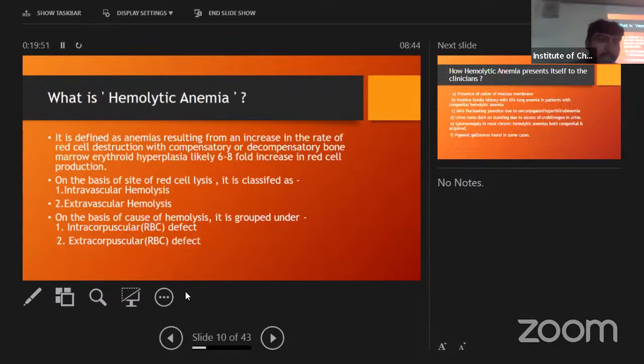So what is hemolytic anemia? The anemias resulting from an increase in the rate of red cell destruction with compensatory or decompensatory bone marrow erythroid hyperplasia, with likely a 6 to 8-fold increase in red cell production. On the basis of site of cell lysis, it is intravascular and extravascular hemolysis, and on the basis of cause of hemolysis, it is intracorpuscular and extracorpuscular.